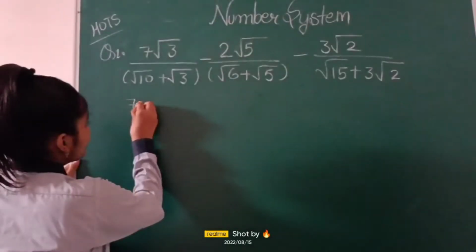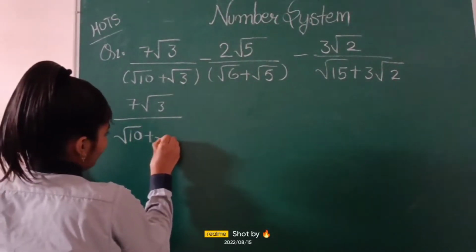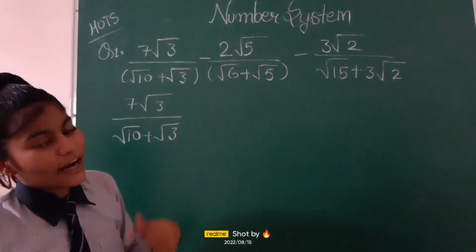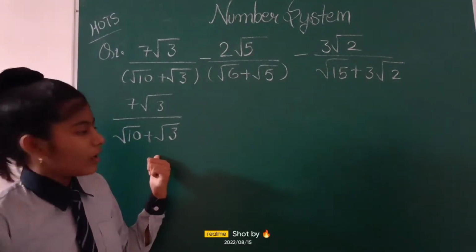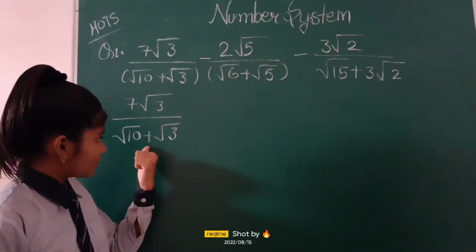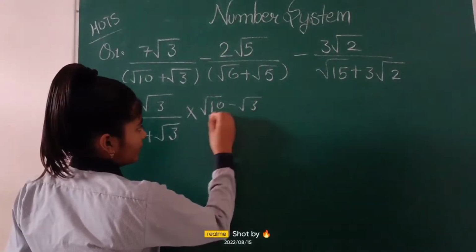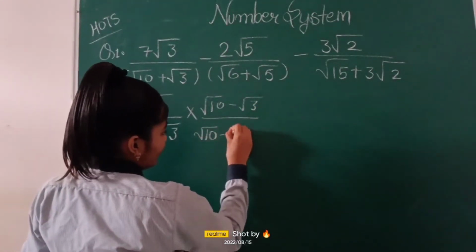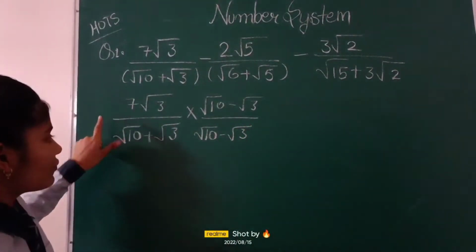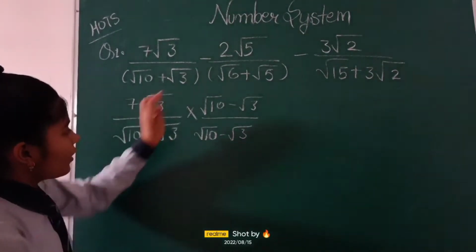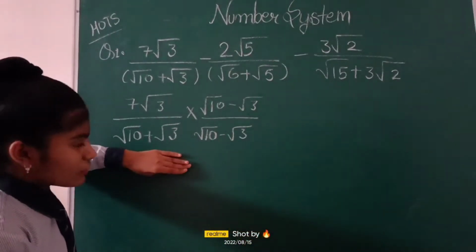So we have 7 under root 3 upon under root 10 plus under root 3. For rationalizing, we know the middle sign gets changed. Here is plus, we will do minus. So multiply by under root 10 minus under root 3 by under root 10 minus under root 3. No change in the value, right? Multiply and divide by the same number. Then solve it. Firstly, let me do all these things, but space is less. So firstly we will solve this.